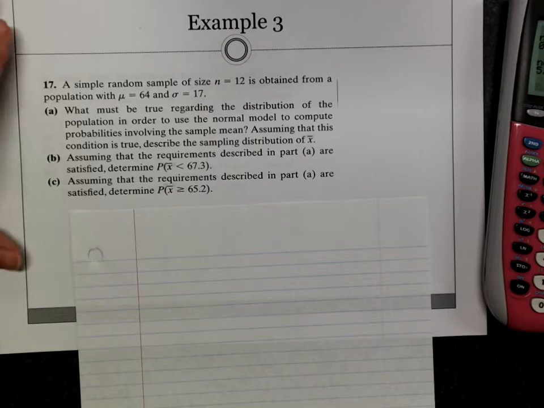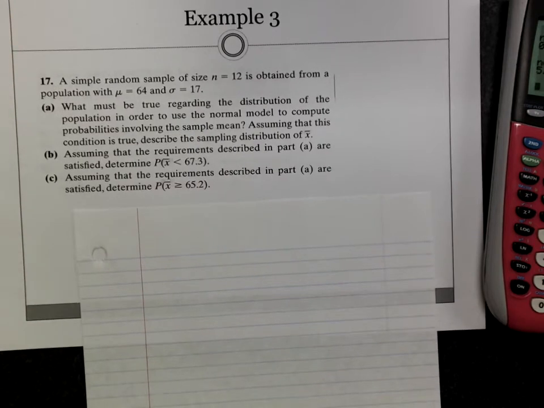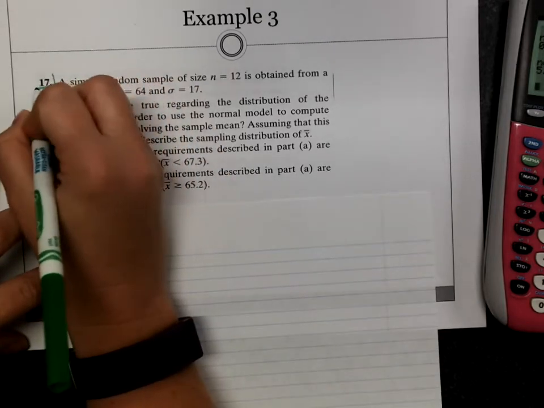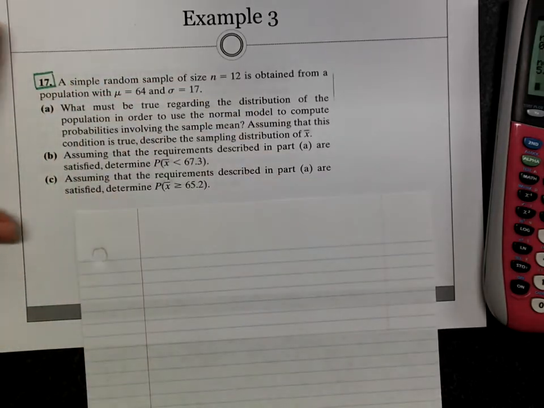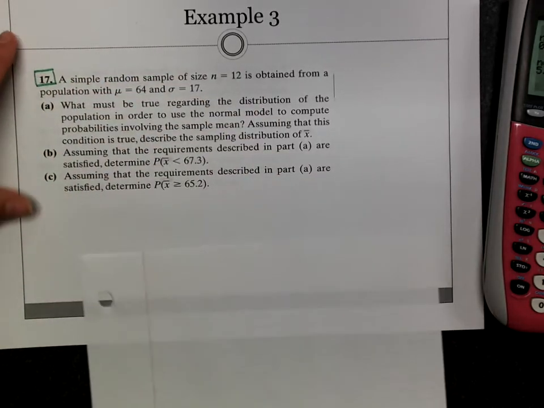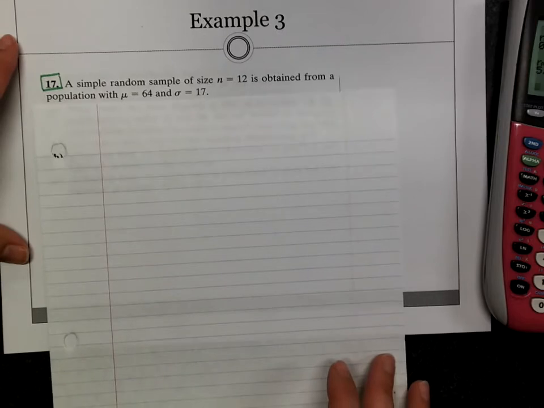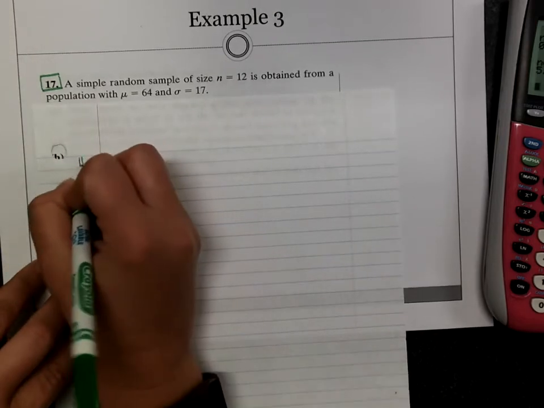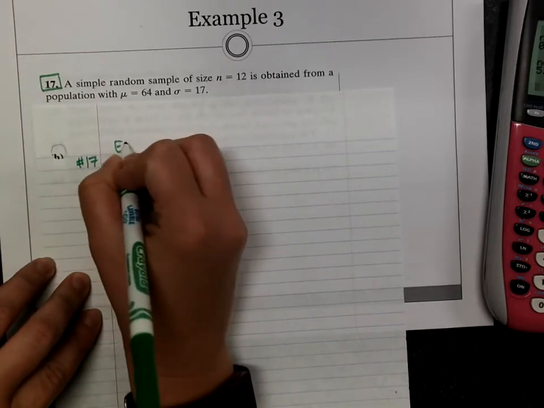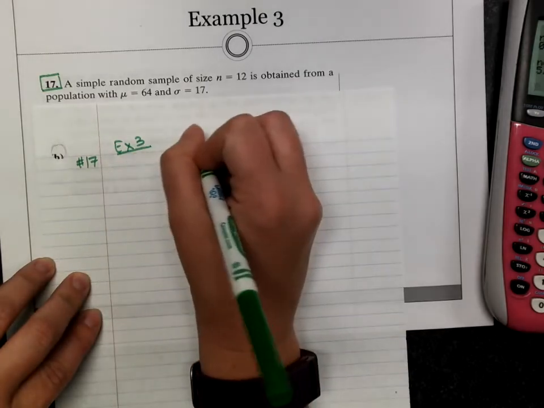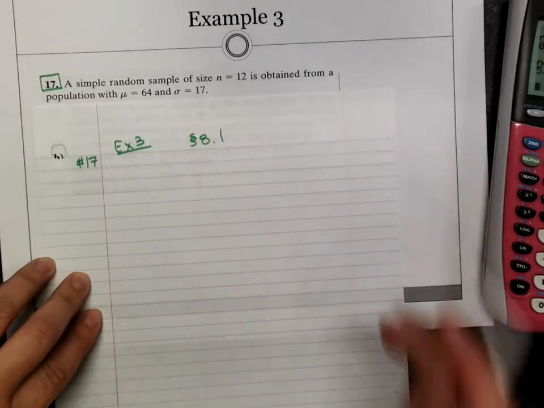Alright, we're in section 8.1. This is example 3. Again, I just pulled a problem out of the textbook. This is problem number 17 from the exercises in section 8.1. You might want scratch paper, or you might have enough space on the slide. So I'm going to go up to the top here. This is number 17, which is example 3 from section 8.1.